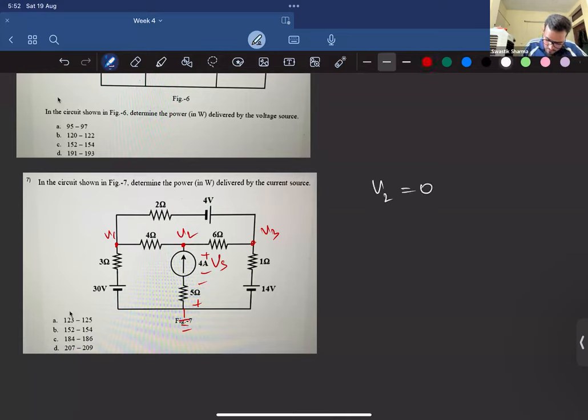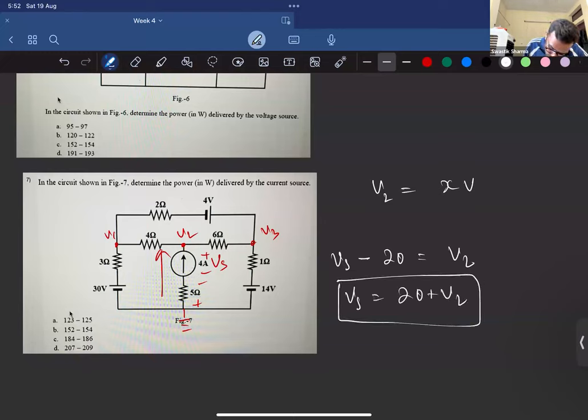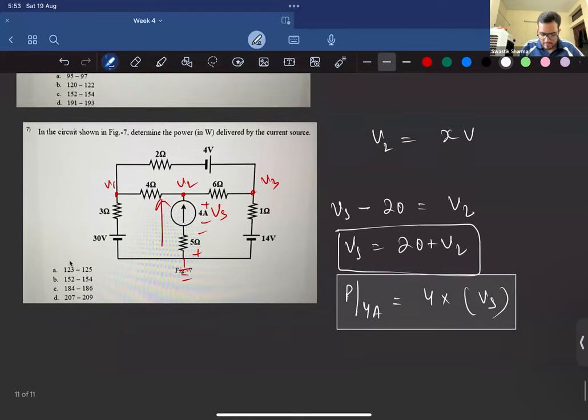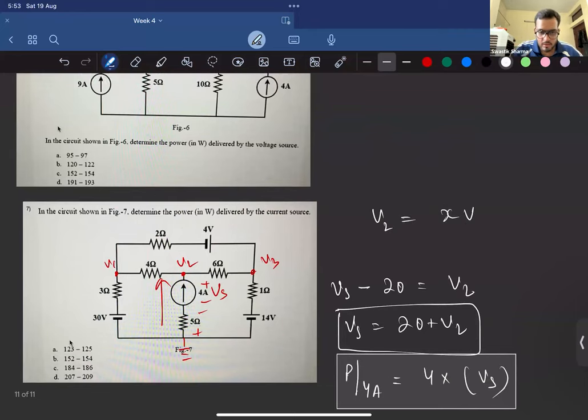Once you get V2, say X volts, you just use KVL across this loop. It would be VS minus 20 is equal to V2, or VS is simply 20 plus V2. Once you get VS, multiply it by 4 and get the result. So power supplied by the 4 ampere current source is 4 times VS. This is a very easy question. I've already solved one of these questions. I feel it will be very easy for you. If it's not, let me know and I'll give you the answers too.